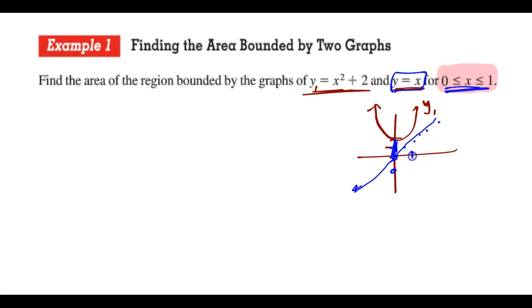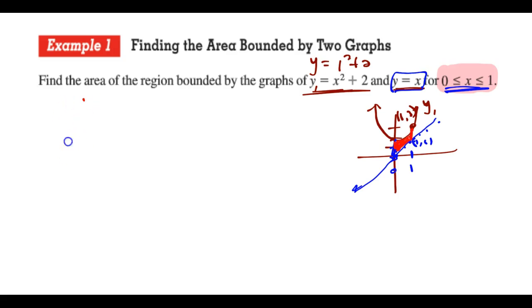Well, let's find a couple points. We know 1, 1 is a point, and we know on this function, if we let x be 1, 1 squared plus 2 is 3. So 1 comma 3. So it looks like the area is right here. I should have made my graph a little bit bigger. I'm kind of scratching. So it looks like the area between is this in red.